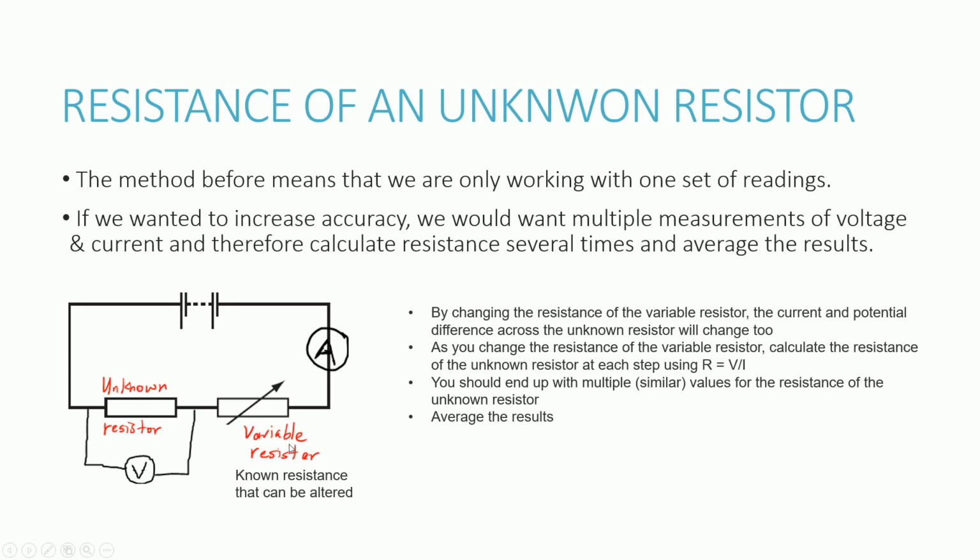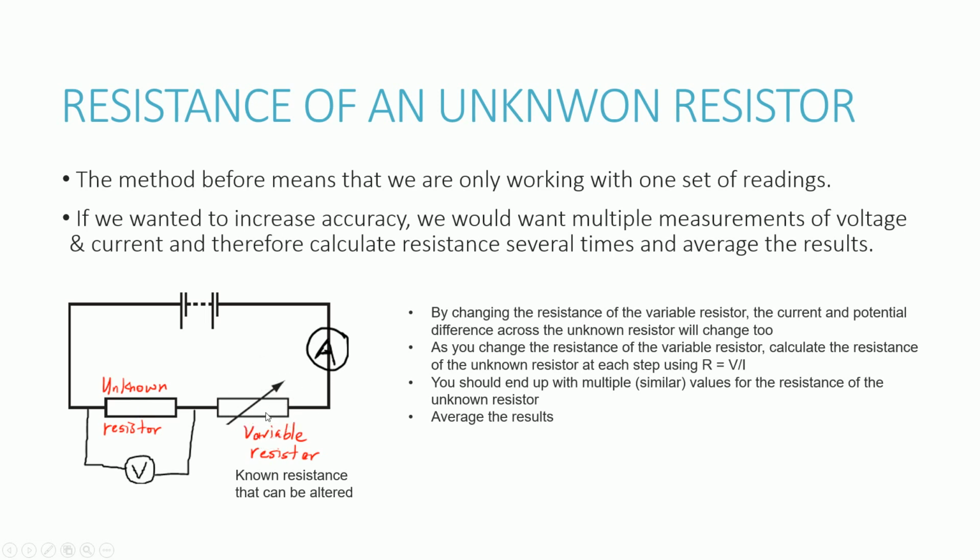Now what if we change the resistance to 2 ohms? Again, that will change the reading on the ammeter and it'll change the reading on the voltmeter, and that means we can apply the formula again, V divided by I, or voltage divided by current, and you'll get another calculation for what the resistance of this unknown resistor might be. Obviously, the results will be very similar, but they may be slightly different, which is why we are doing this to begin with. So you can do that multiple times.